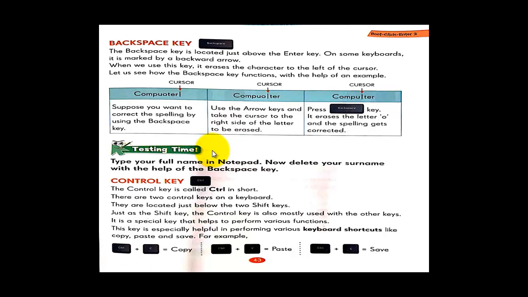Just as what we have done for the delete key, if you select the whole surname using the mouse and press the backspace key, it will take it as one character only, and it will delete the whole surname.